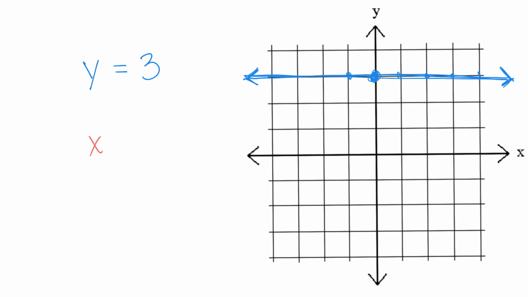Similarly, what if I only give you x? Like, what if I say x equals -2? Well, this time I didn't even give you a y-intercept. I've only given you an x. So you're going to go on the x-axis, and you're going to go over to -2, plot your point, and this time x is always -2 regardless of the y. So this would be a vertical line.